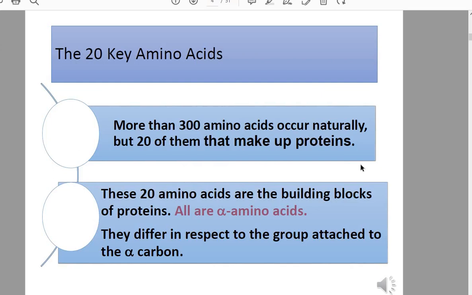There are 20 types of amino acids in nature. في more than 300 amino acids, but in the human body there are only 20 types of amino acids that make up proteins. They are the building blocks of all human body proteins. يبقى احنا عندنا في جسمنا only 20. They are all alpha amino acids. وهنعرف حالا يعني ايه alpha amino acids. And they differ according to the group attached to the alpha carbon.